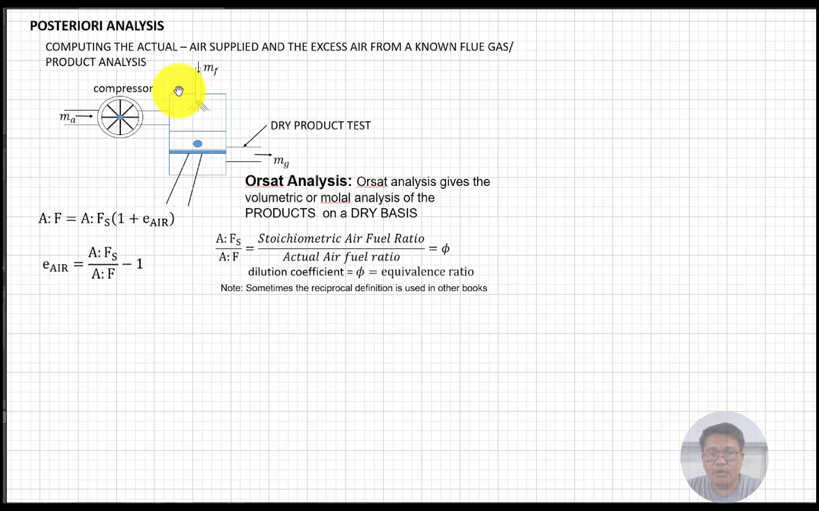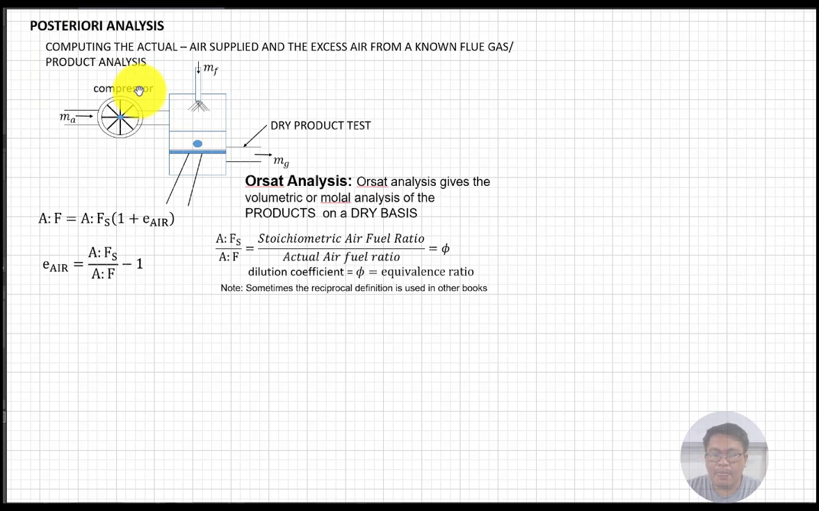So we have the smoke test to determine what the product content will be, or how many percent of the carbon content, CO2, H2O, or the product of combustion. If we have that data, we can predict now the stoichiometric air fuel ratio that is being used by the combustion. So ito yung purpose ng posteriori analysis.